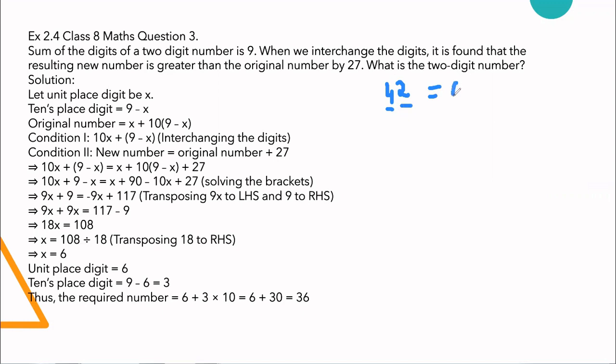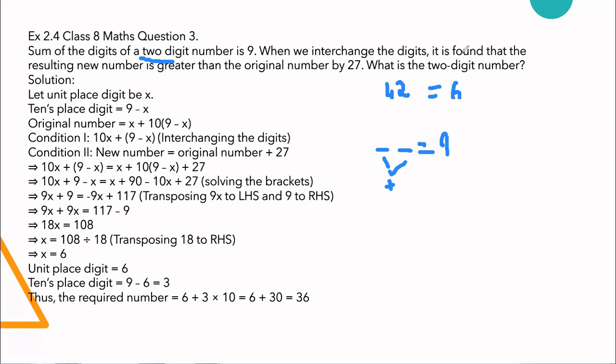Isn't it? Similarly, I have to find a two-digit number whose digit sum will be 9. Means if this is a two-digit number and I add its digits, what should I get as the result? 9, right? So I must get the result as 9. Now let's go forward and read.